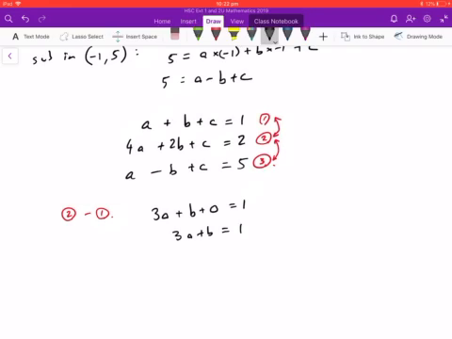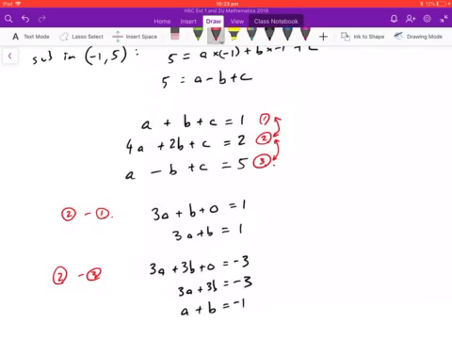Alright, now I'm going to do the same thing with 2 and 3, so I'm going to do 2 minus 3. If we do that, we get 4a minus a is 3a, 2b minus b is plus 3b, c minus c is 0, and that's equal to 2 minus 5 is negative 3. So we get 3a plus 3b is equal to negative 3. Divide by 3, we get a plus b equals minus 1. Now I'm going to call these equations 4 and 5.